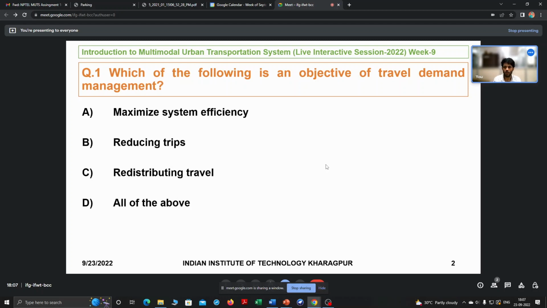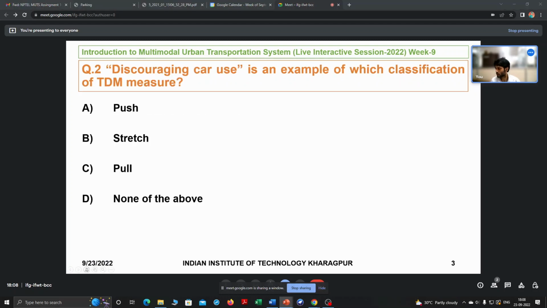Obviously, if you apply these strategies, you will achieve maximum system efficiency, right? I am not saying you won't have any congestion, but your level of service will be good. Suppose now it is F, then it may be level of service C or D, which is at least acceptable, right? So here the correct answer would be D, right? So I hope it's clear.